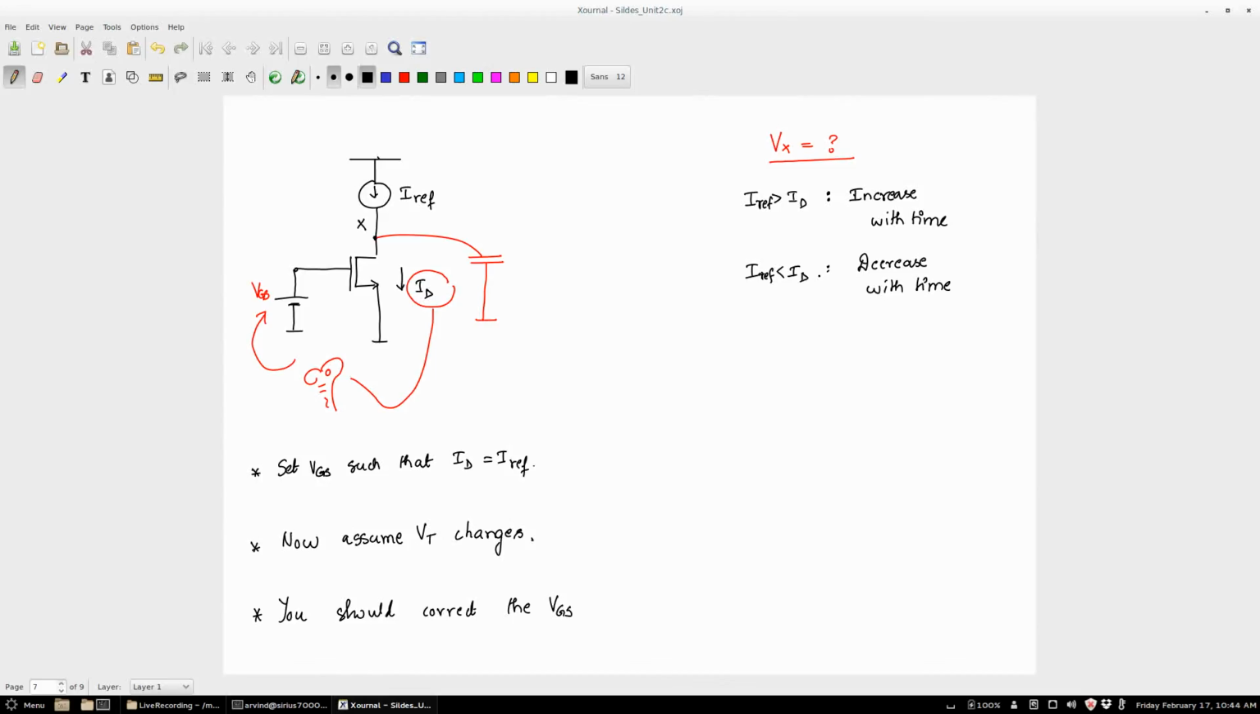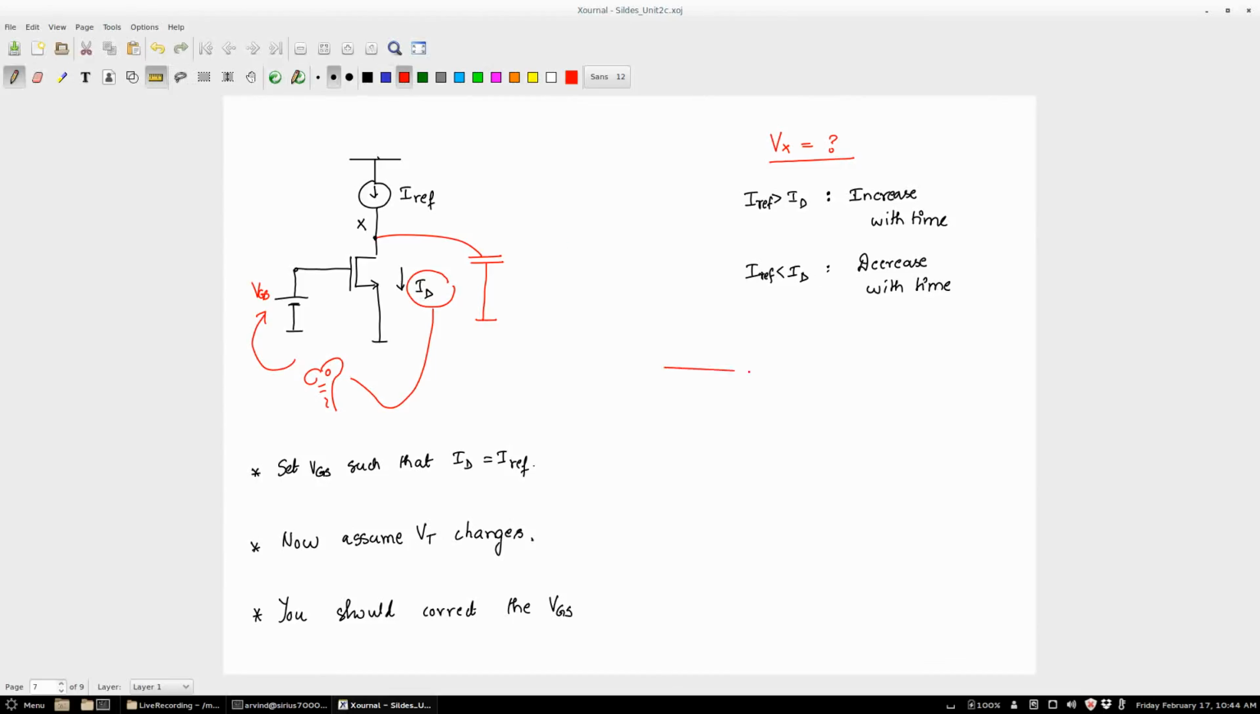Okay. So what was Vx? Vx was essentially this node, right? Now, what is your I1? Your I1 is nothing but IF. And your I2 is? Okay. So what happens to Vx?